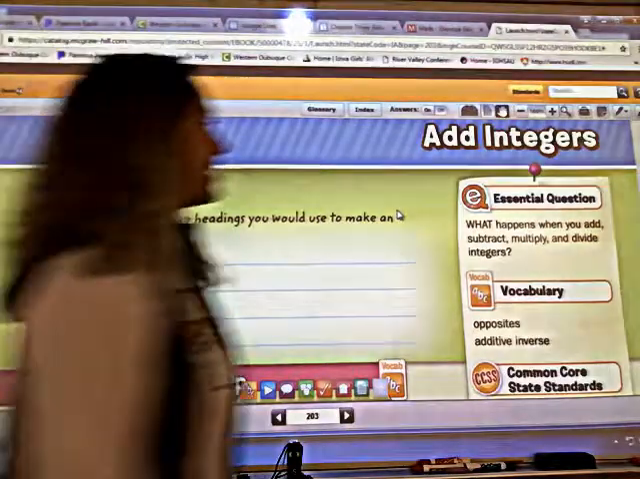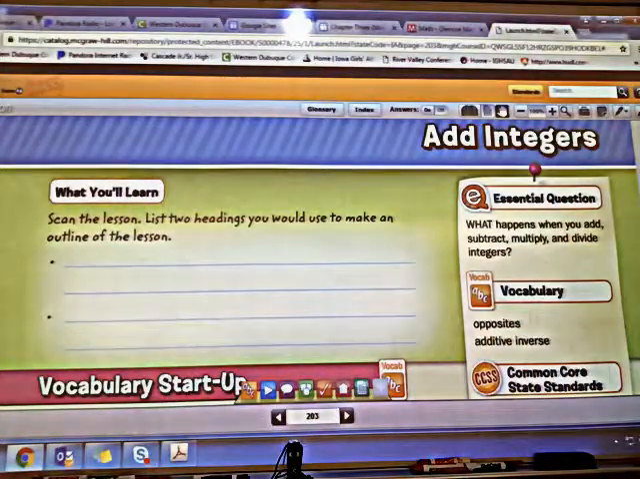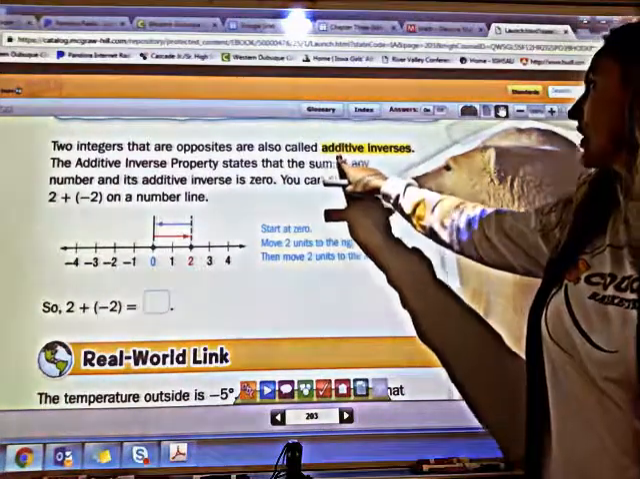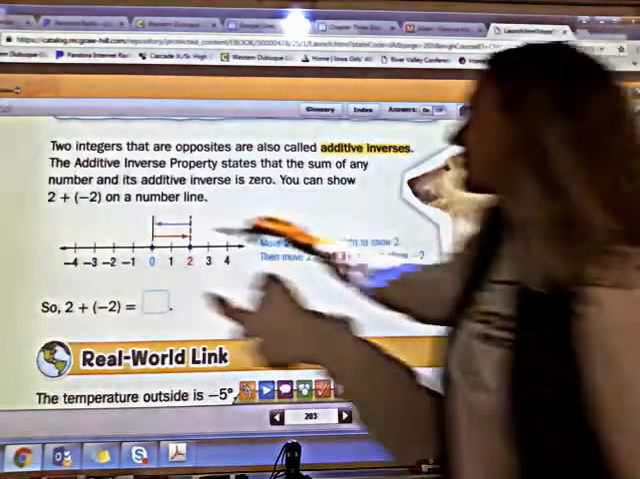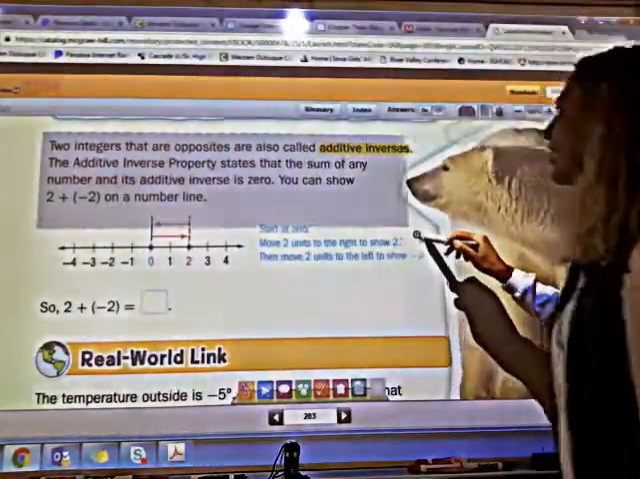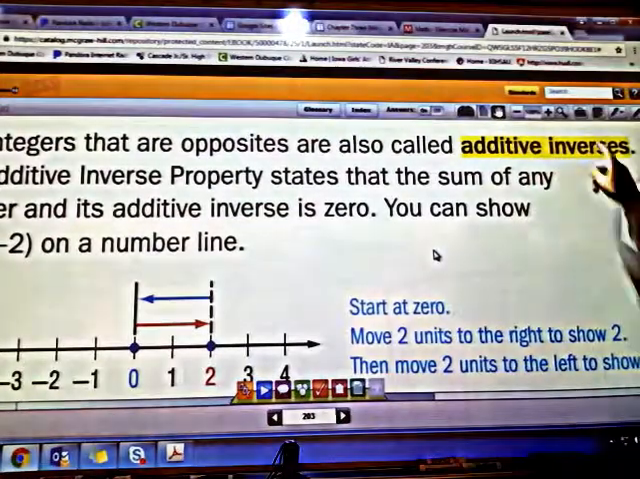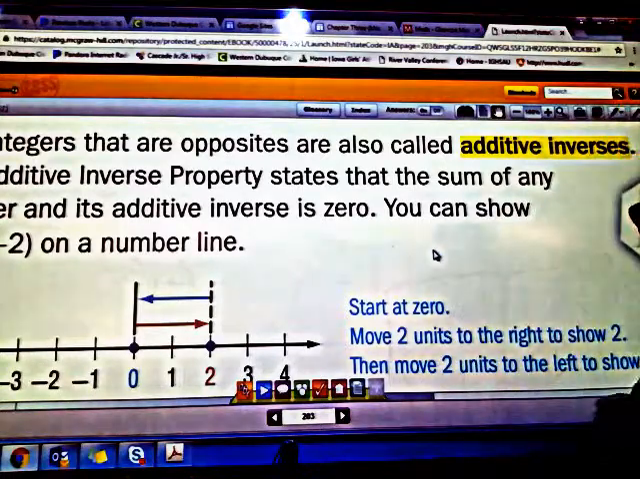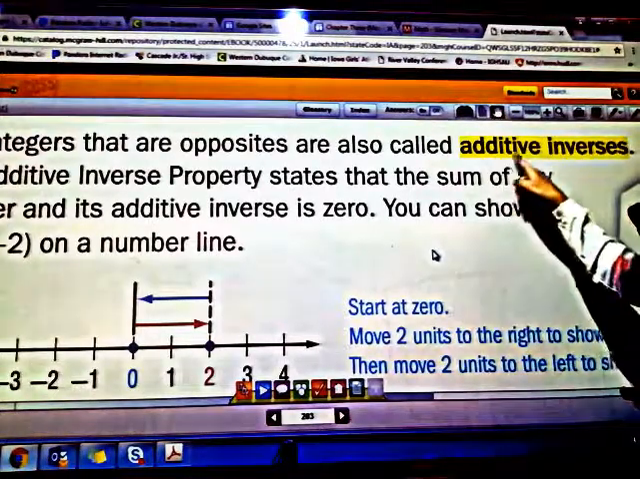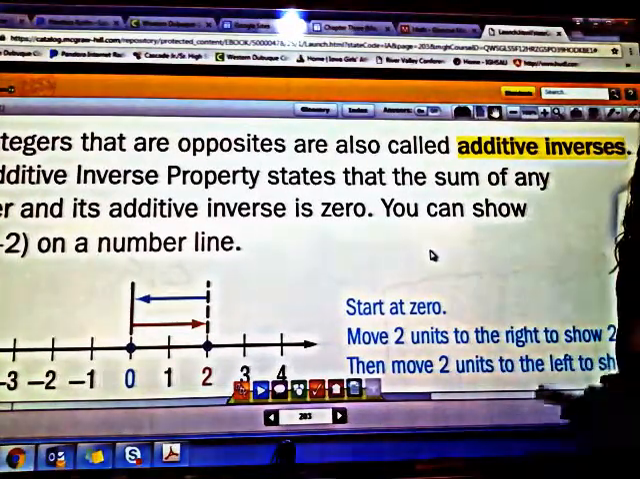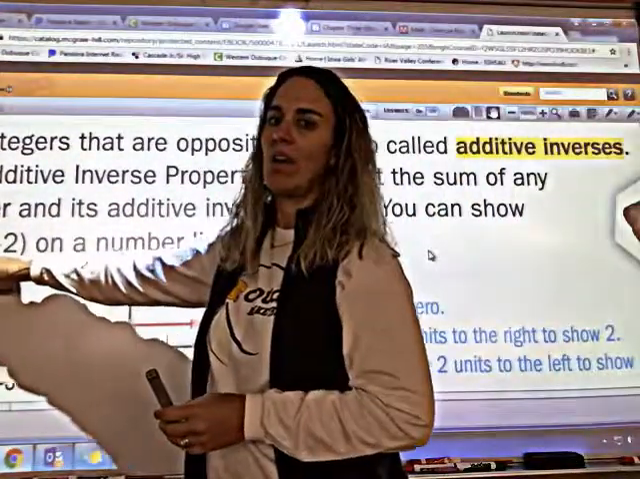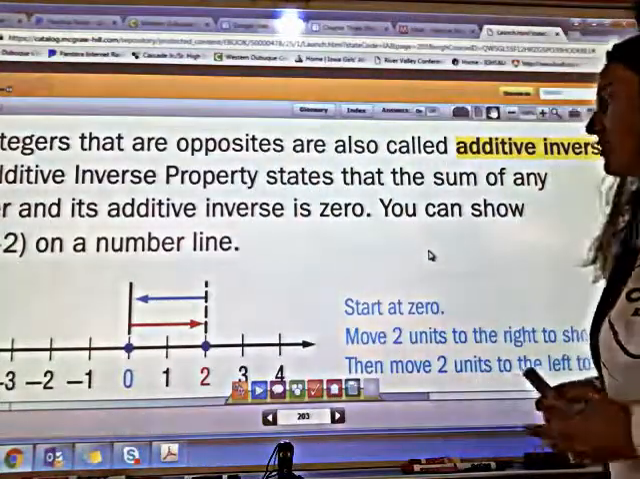All right, taking a look at the beginning of our lesson today, one of the things that we had talked about earlier that we want to pay close attention to is the word additive inverses. Two integers that are opposites are going to be considered additive inverses. We have the inverse property as it is also known, in this case specifically additive inverse because we are adding two numbers. With the additive inverse property, what that is stating is when we have two integers that we are adding, for example, if I add the whole number 2 plus negative 2, that is going to give me 0.